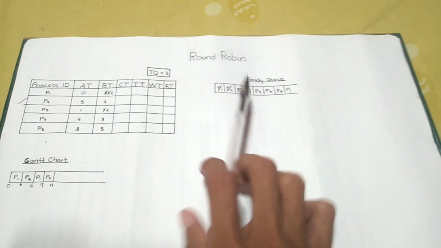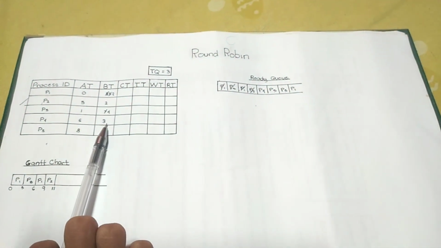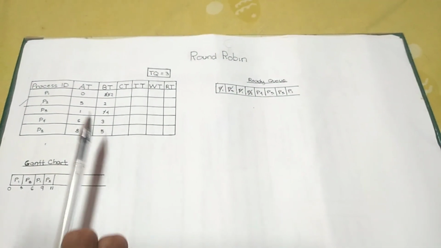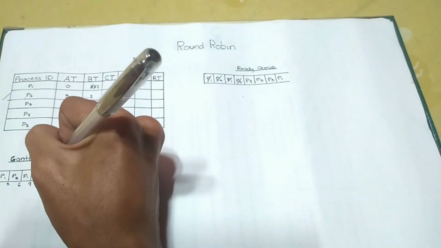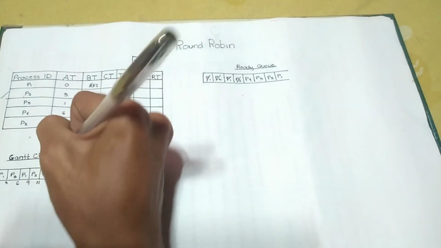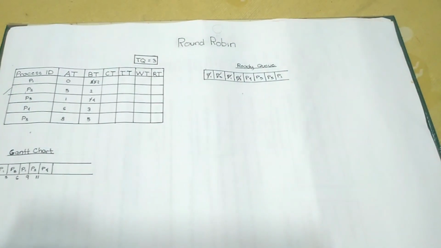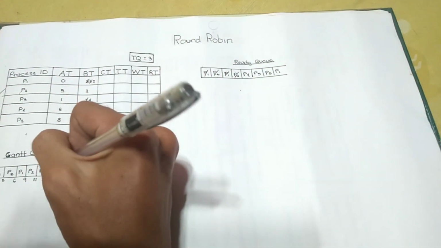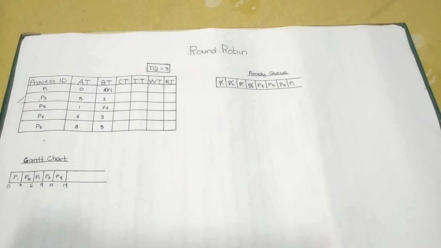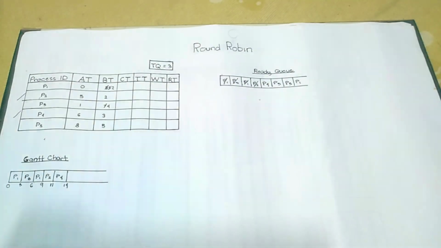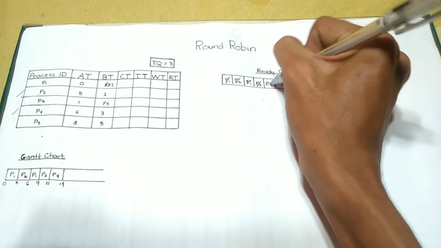Now next, P4. P4 only needs 3 units of time to complete its execution. So we're gonna put P4, and 11 plus 3 is 14. And again, P4 will not go to the ready queue because P4 is also completed. So we're gonna cancel this P4.